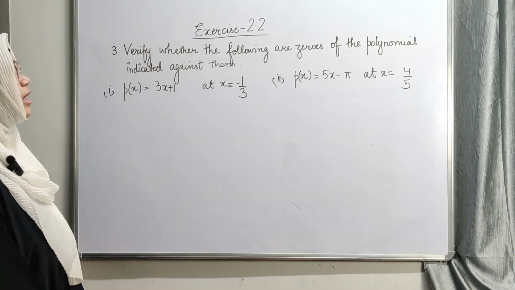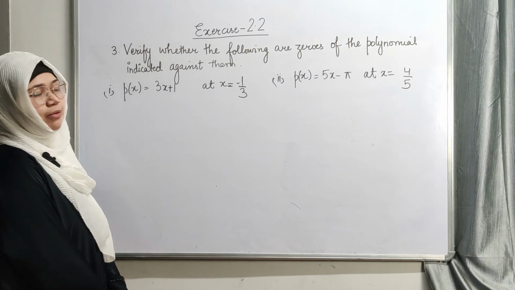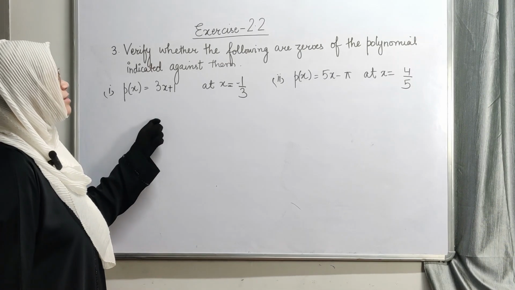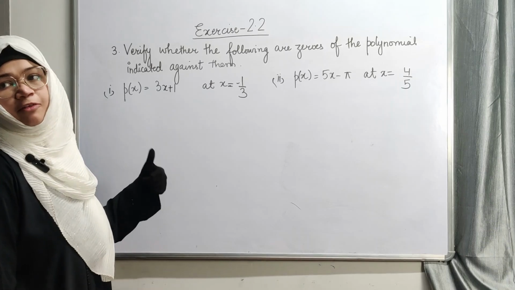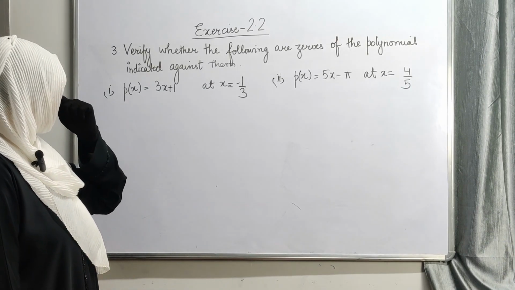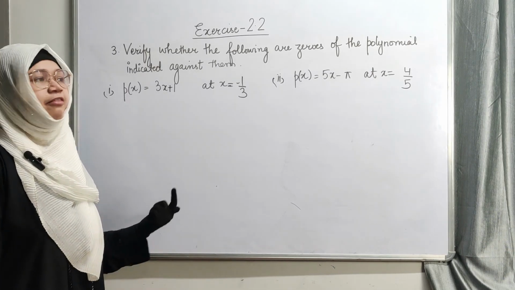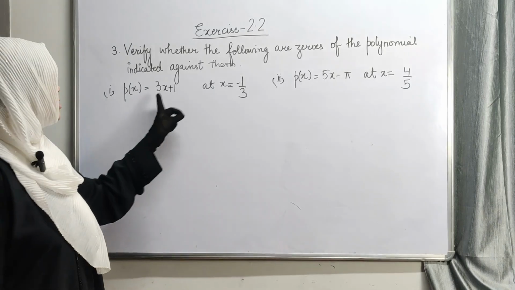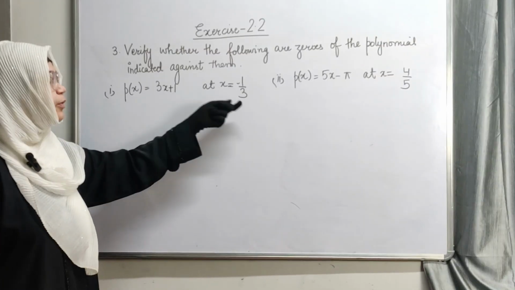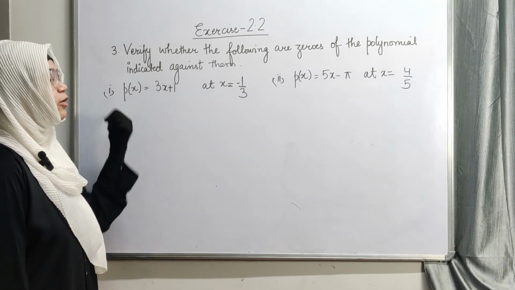Verify whether the following are zeros of the polynomial indicated against them. What we have to do in this question is just verify whether the given number is the zero of the polynomial or not. So how can we find? We simply put the value of the zero in the polynomial and check whether the value of the polynomial is zero or not.